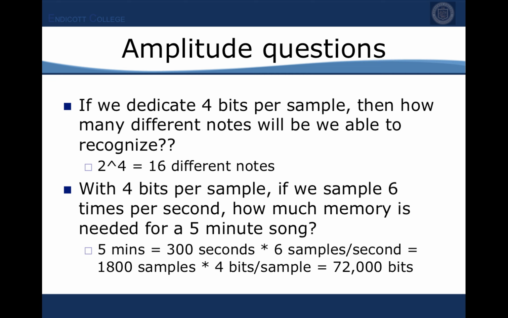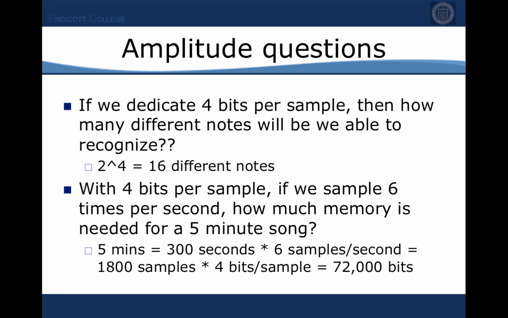Well, just like always, it's 2 to the n, right? So 2 to the 4 is 16, which is not a lot, but again, it's better than the example I mentioned earlier with just 3 bits. So you'd be able to distinguish at every recording between 16 different tones, and each tone that you actually record would have to just be sort of rounded into one of those 16 groups.